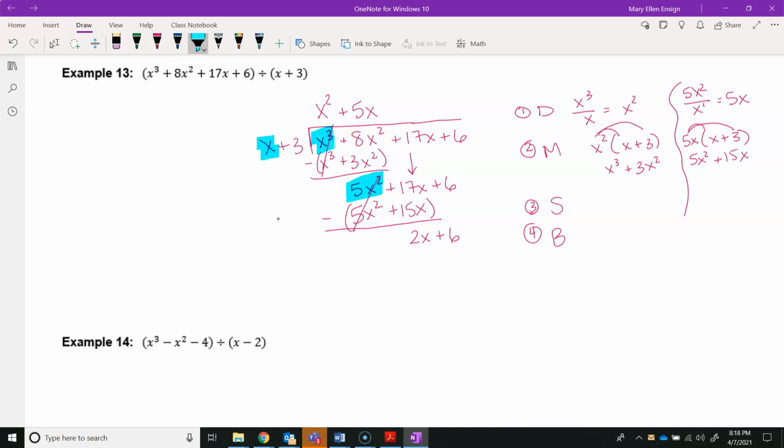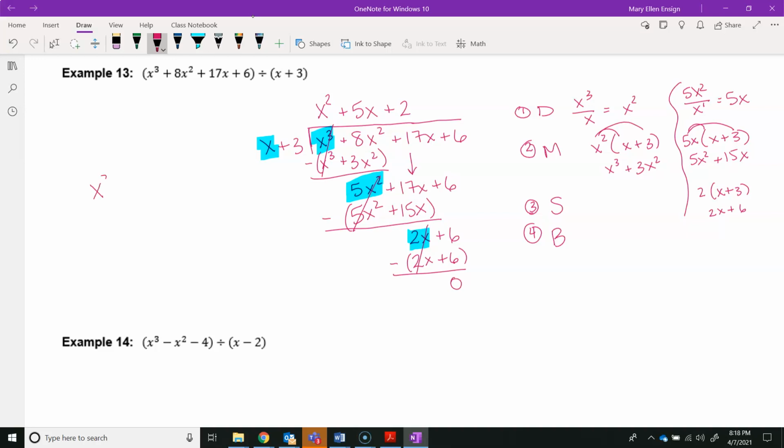And then finally I do this one more time. So 2x divided by x is just going to be plus 2, or you can think x times 2 gives us 2x. So now I multiply, write that right here. So 2 times x plus 3 is going to be 2x plus 6. So I put that here. 2x minus 2x is 0. That cancels out. 6 minus 6 is 0.